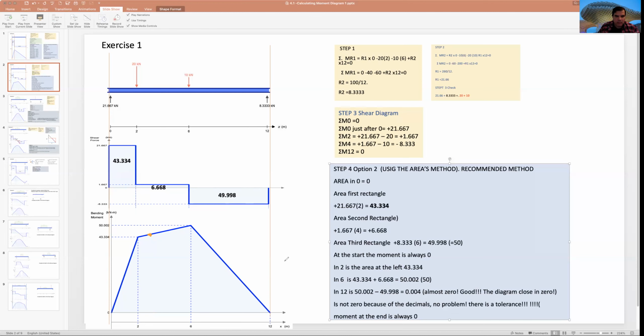The plot that I am doing. If I cut in 10, what areas will I have? The summation of moments to the left of 10 will be, 10 disappears. We have 20 multiplied by 4, and we have 21.67 multiplied by 6. Well, that will be 21.67 multiplied by 6.